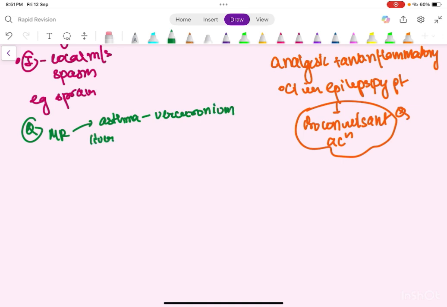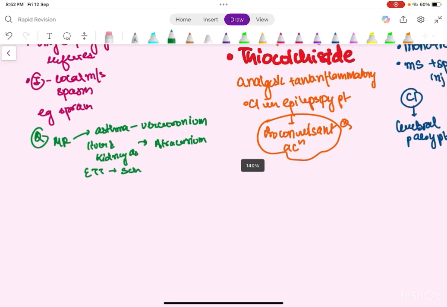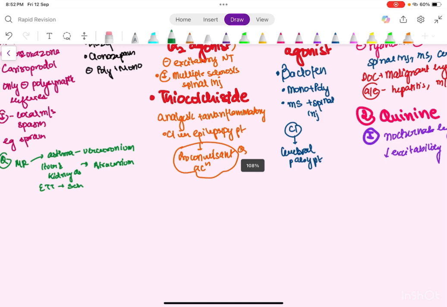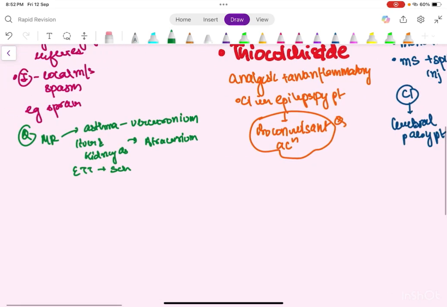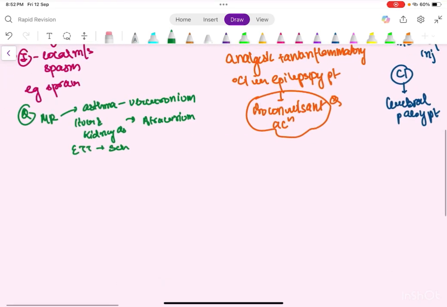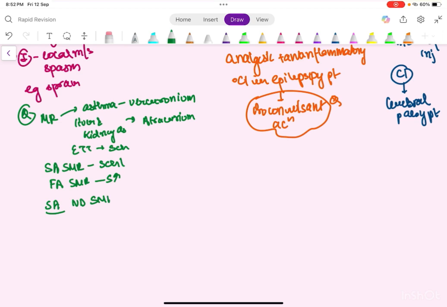Then in liver and kidney disease, you can use atracurium because it undergoes Hofmann elimination. Then for ETT, I told you, succinylcholine. Alright, then the question that often comes is shortest acting skeletal muscle relaxant is succinylcholine, then fastest acting is again succinylcholine. Then if they ask you shortest acting non-depolarizing skeletal muscle relaxant, then you will say mivacurium.